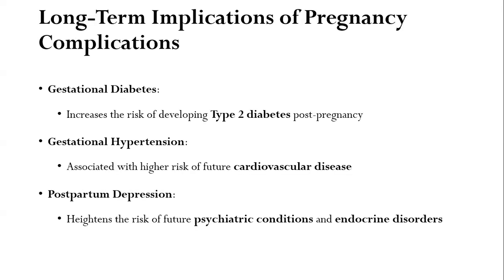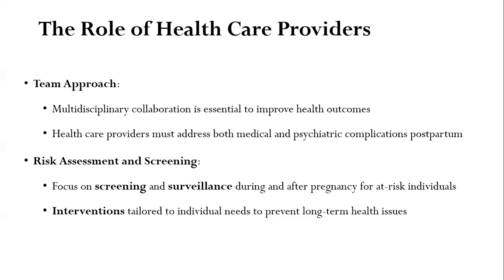The long term implications of pregnancy complications can be gestational diabetes, which increases the risk of developing permanent type 2 diabetes post pregnancy. There is, in fact, 30 to 50% risk of developing permanent type 2 diabetes post pregnancy if the patient does not undergo lifestyle changes and does not take proper care. Gestational hypertension is also associated with higher risk of future cardiovascular diseases. Postpartum depression can heighten the risk of future psychiatric conditions and endocrine disorders.